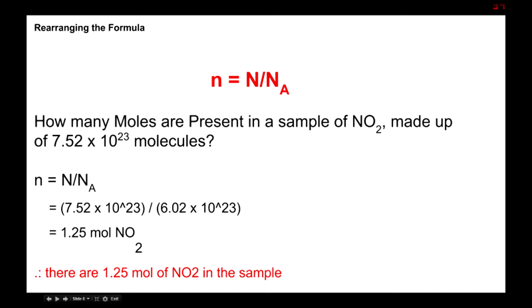So instead of multiplying the number of moles times Avogadro's constant, we'd instead divide the number of molecules, which is given to us in the question, by Avogadro's constant. So that would be 7.52 times 10 to the power 23 divided by 6.02 times 10 to the power 23. And so once you do all the calculations, you end up with 1.25 mole of NO2. So that question is pretty easy. So there's basically only 1.25 mole of NO2 in this sample.